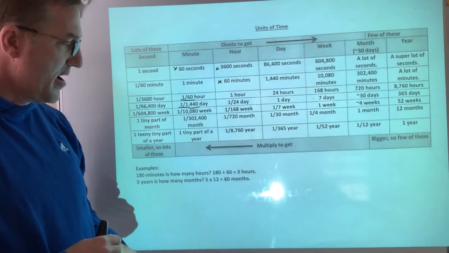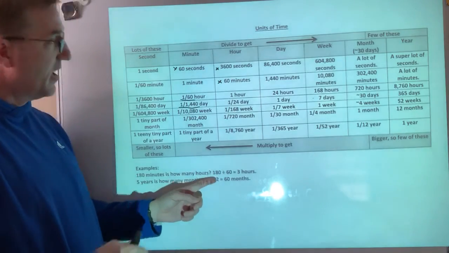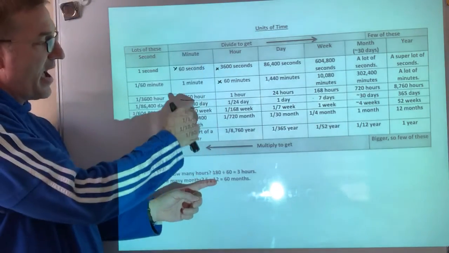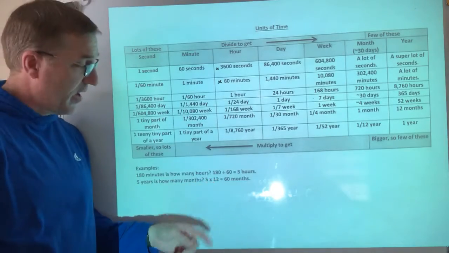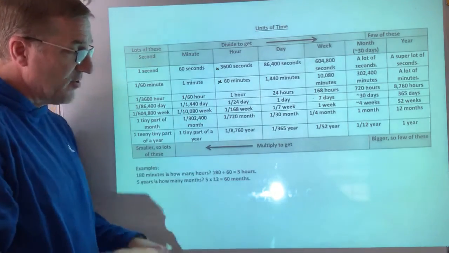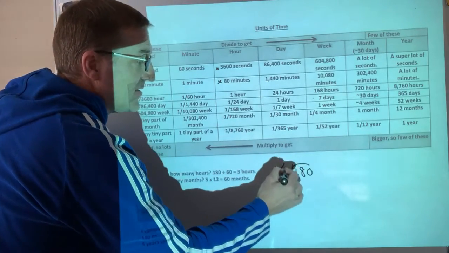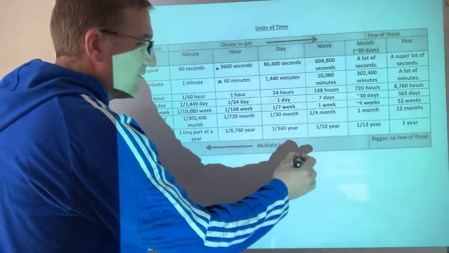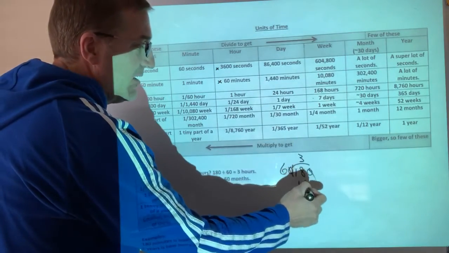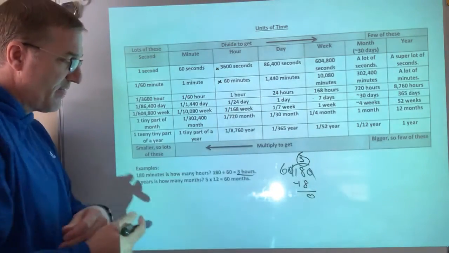All right, here's a couple of examples. 180 minutes is how many hours? Well, I take 180 minutes, I go down to hours, it's the 1/60th, so that means I divide by 60, okay? And so 180 divided by 60, don't forget, I can cross those zeros off. What's 18 divided by 6? That is, of course, 3, because 3 times 6 is 18. I get 0 left, so I know that that's 3, right? Which is what I have here.